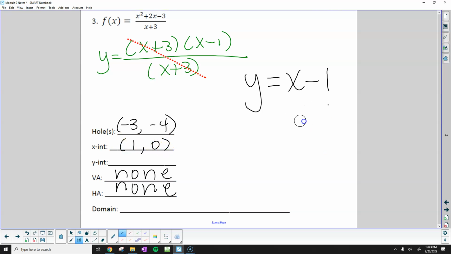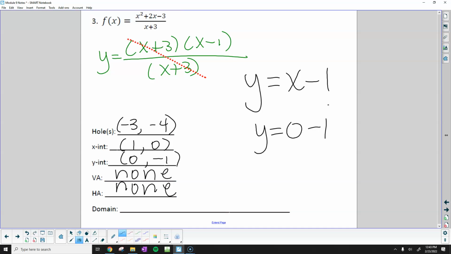And then what about your y-intercept? Remember, 0 is what you plug in. Your y-intercept, you plug in 0 for x, so your y-intercept is going to be 0, negative 1. So if you look at the picture right on the other side, all of that stuff lines up and correlates.